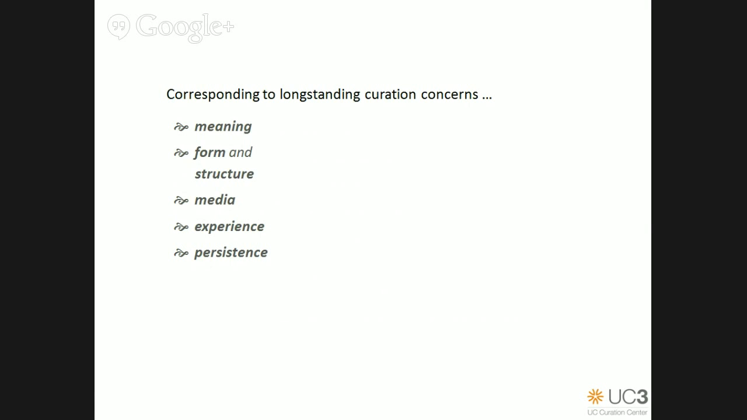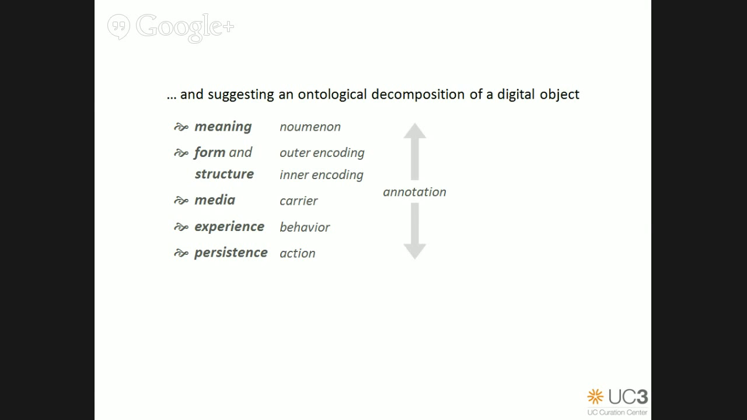These 5 semiotic dimensions, I think, might also look somewhat familiar to you because they really directly correspond to a number of long-standing stewardship concerns having to do with content's meaning, with its outer or morphological form and its inner structure, with its physical media, with the user experience, and with persistence. And finally, they also suggest a fairly straightforward ontological decomposition of a digital object into these components.